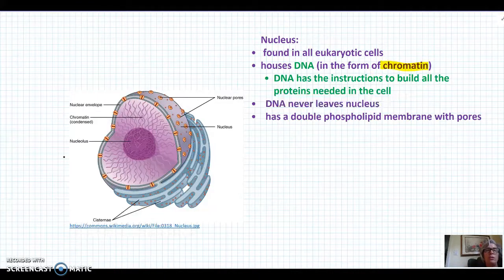So if you look at the picture here of the nucleus, you see these strings of chromatin. This is our DNA and protein together. The nucleus is surrounded by a double phospholipid membrane. It's also called the nuclear envelope or the nuclear membrane. We'll talk a little bit more about that unique structure in a minute. And it has what are called pores, so these small holes in this membrane that allow things to come and go from the nucleus, but the DNA is never allowed to leave the nucleus.